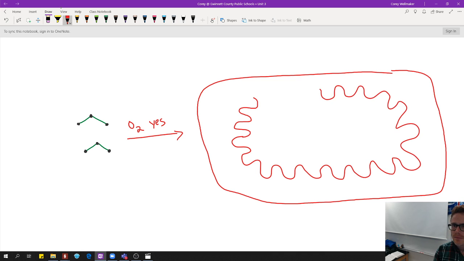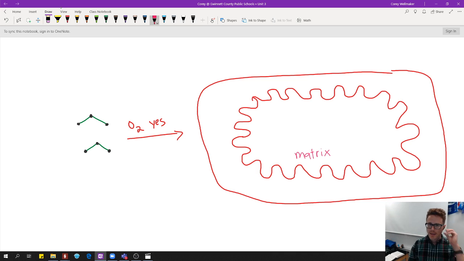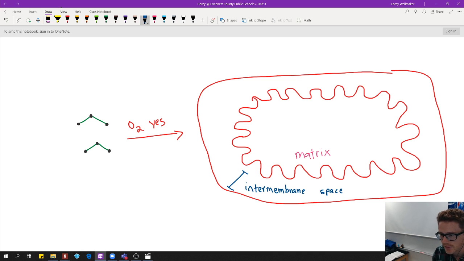And the mitochondrion itself has sort of like its own cytoplasm. We call this the mitochondrial matrix. And then this space in between, this is a very important space that we'll talk more about in just a second. We call this the intermembrane space. So this pyruvate is going to cross the outer membrane.